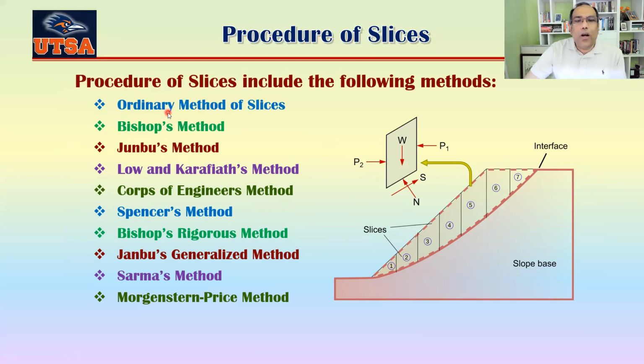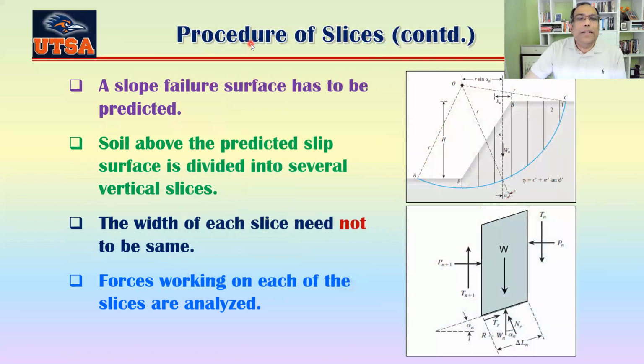Now let's talk about the procedure of slices. Let's continue that one. A slip failure surface has to be predicted. I don't know actually which failure surface has the lowest factor of safety, so you just predict something here. Once you predict that, then the soil above the predicted slip surface is divided into several vertical slices, okay? So you can see we are just trying to make vertical slices here. The width of each slice need not be the same. They can have different widths, okay?